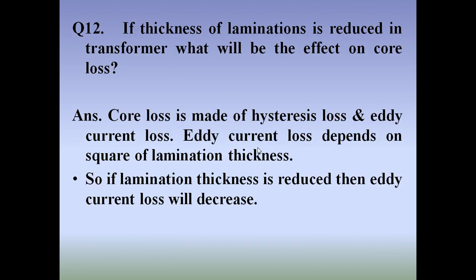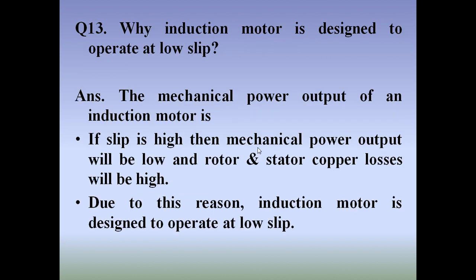Question number 12. If the thickness of the lamination is reduced in the transformer, what will be the effect on core loss? Core loss is made up of hysteresis loss and eddy current loss. The eddy current loss depends on the square of the lamination thickness. So if the lamination thickness is reduced, then the eddy current loss will also decrease.